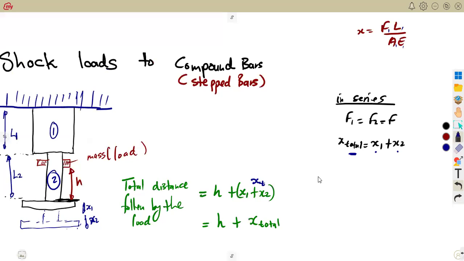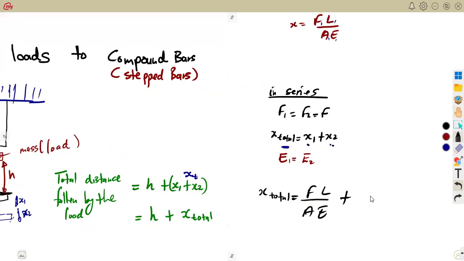But in a series consideration, you will notice that F is going to be the same and also E will be the same. Okay, so this is it, guys. Let's say we are given a consideration where F is the same and also Young's modulus is the same. You are going to notice that your x total, the total extension from x1 plus x2, will be x1, which is the first one, FL over AE, plus the second one, x2, which is going to be FL.